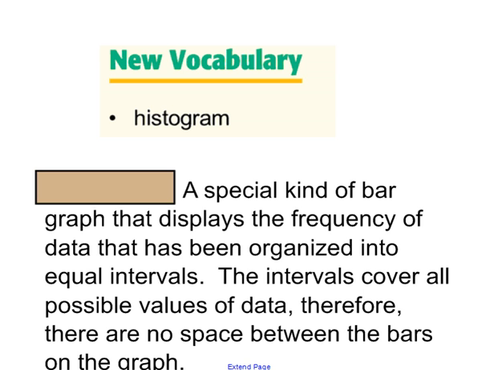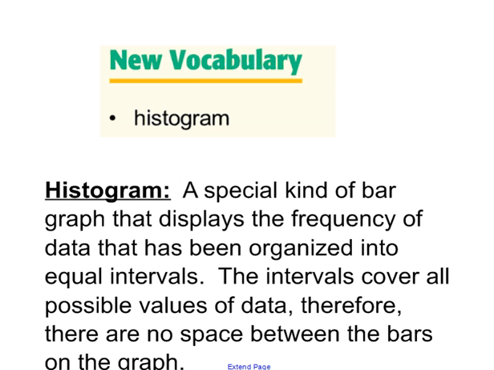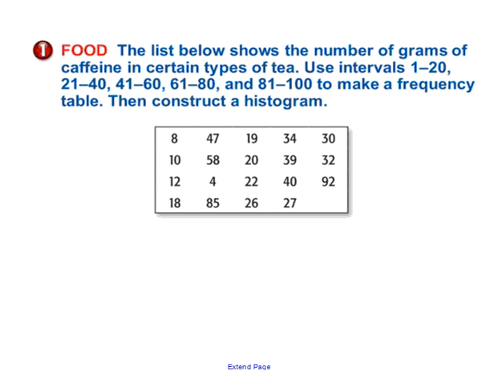So let's look at this here. It says a histogram is a special kind of bar graph that displays the frequency of data that has been organized into equal intervals. The intervals cover all the possible values of the data, therefore there are no spaces between the bars on the graph. So that's the only definition, and let's jump right in and do an example, and we'll do just what we did in the last section, which is to make a frequency chart.